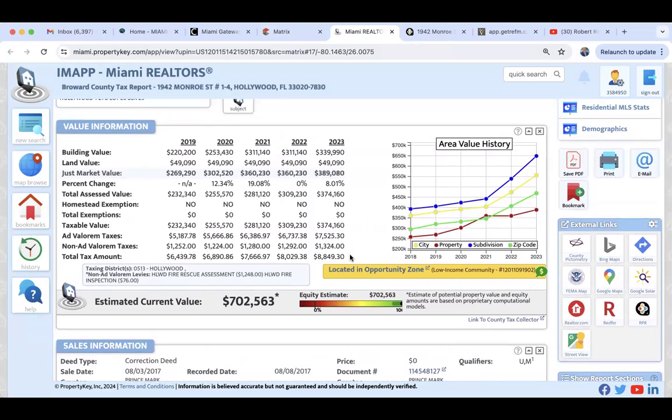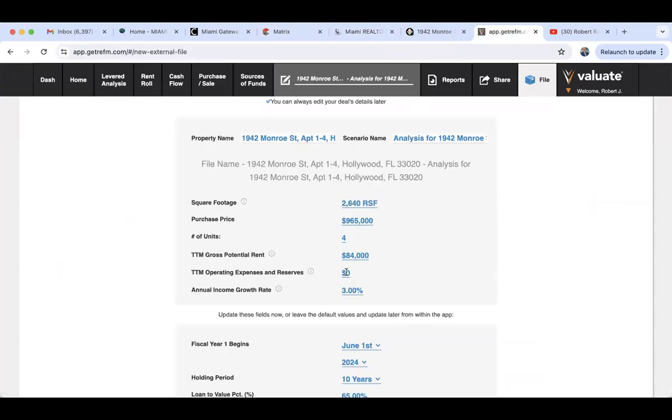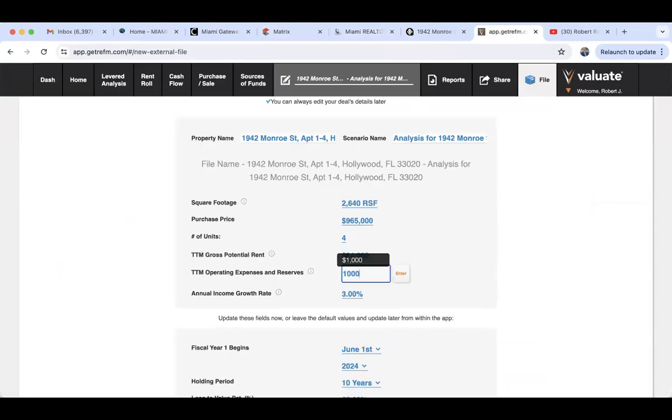So let's just call this $10,000 in taxes. Coming over here, we're going to start with $10,000. Now, insuring this property is probably going to cost me somewhere around $7,000. So right away, I'm just going to convert this into $17,000 for taxes and insurance.